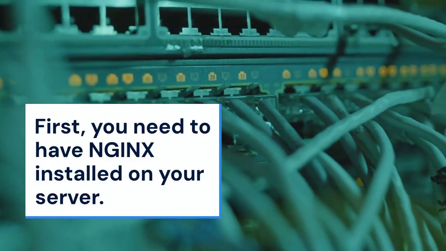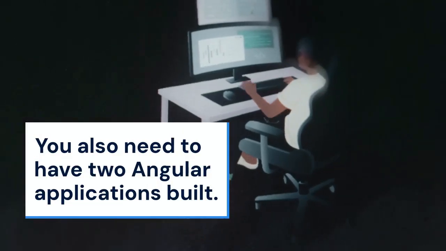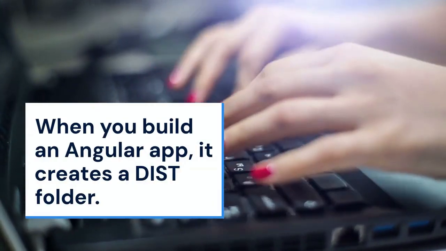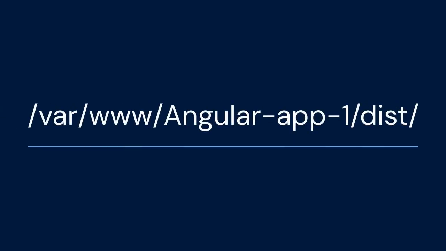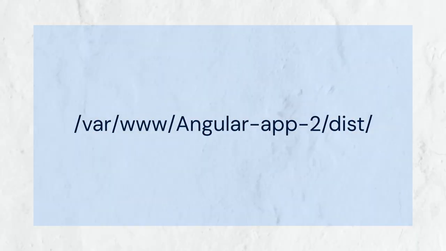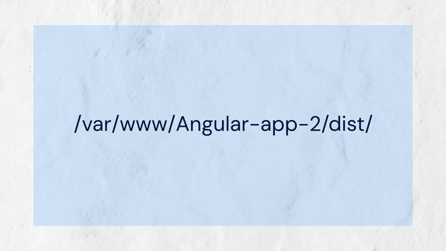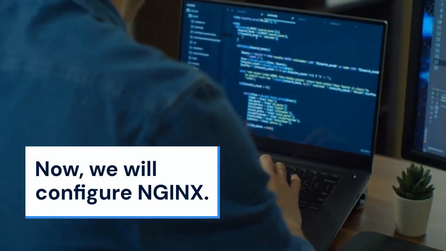First, you need to have Nginx installed on your server. You also need to have two Angular applications built. When you build an Angular app, it creates a dist folder. We will use these dist folders. Let's assume your first app's dist folder is at /var/www/angularapp1/dist/. And your second app's dist folder is at /var/www/angularapp2/dist/. Now, we will configure Nginx.